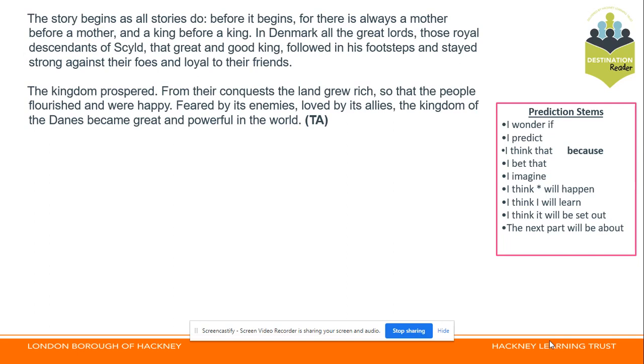I wonder who the Danes were. How did they get rich and powerful? Did they succeed in their conquests? You tell me.